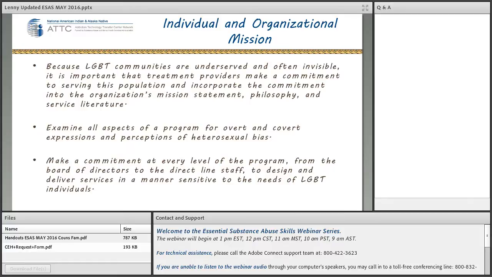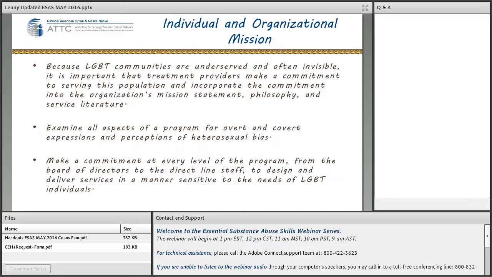Individual and organizational mission. Because LGBT communities are underserved and often invisible, it is important that treatment providers make a commitment to serving the population and incorporate the commitment into the organization's mission statement, philosophy, and service literature. Examine all aspects of a program for overt and covert expressions and perception of heterosexual bias. Make a commitment at every level of the program, from the board of directors to the direct line staff, to design and deliver services in a manner sensitive to the needs of LGBT individuals.